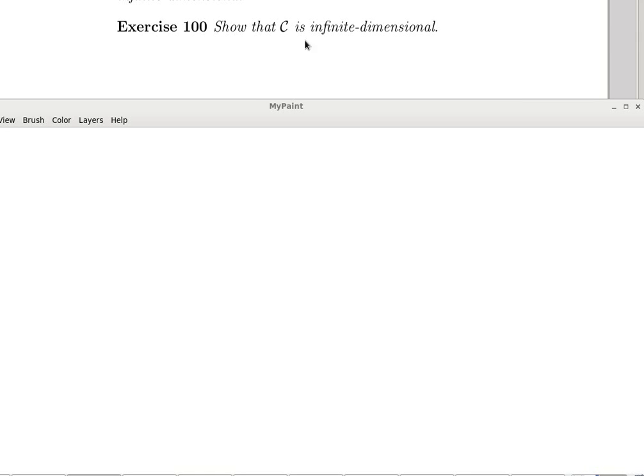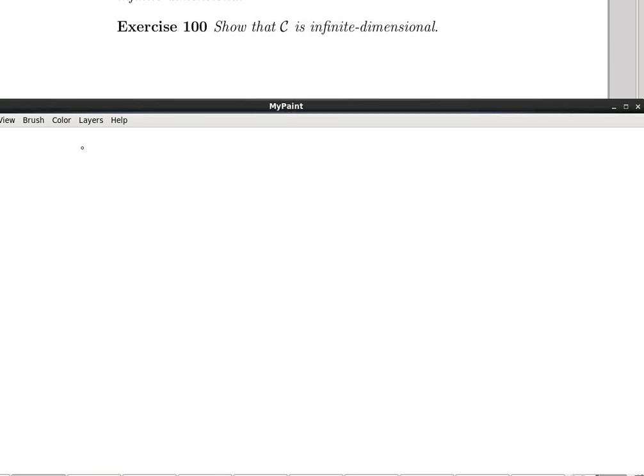Alright, I'm going to show that C is infinite dimensional, where C is the set of continuous functions. So I'm talking about functions from the interval [0, 1] to R. I'm going to suppose, to get a contradiction, that the dimension of C equals n, which in particular is finite.